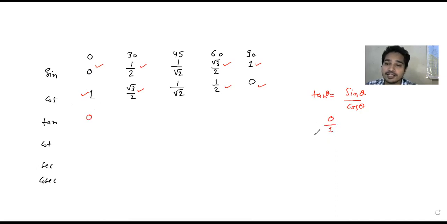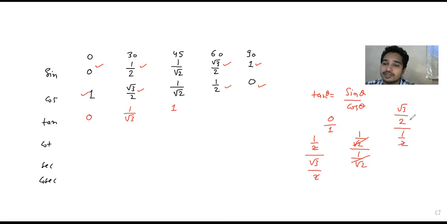When you will divide sine 30 value and cos 30 value, here 2 by 2 is cancelled, you will only get 1 by under root 3. And when you will divide 1 by under root 2 and 1 by under root 2, it will be cancelled out and you will get the value 1. And when you will divide under root 3 by 2 and 1 by 2, you will get here under root 3. And when you will divide 1 by 0, you will get a number undefined.